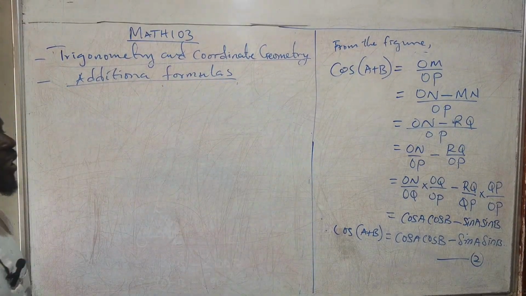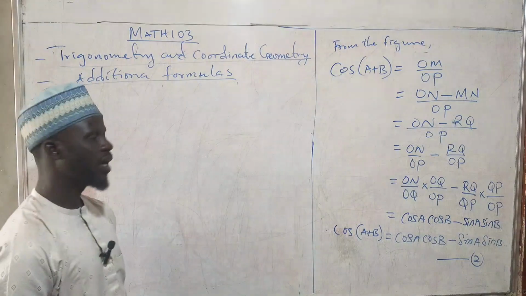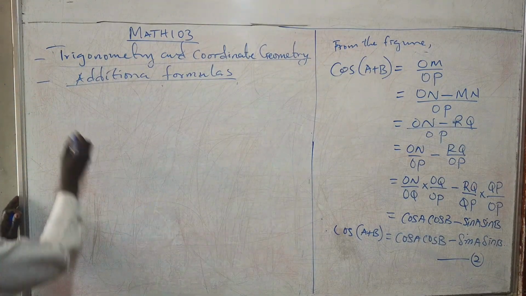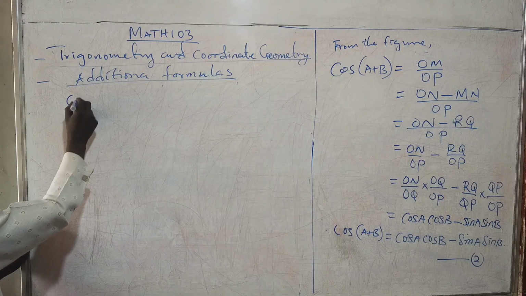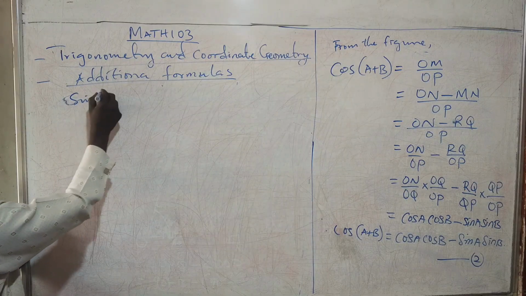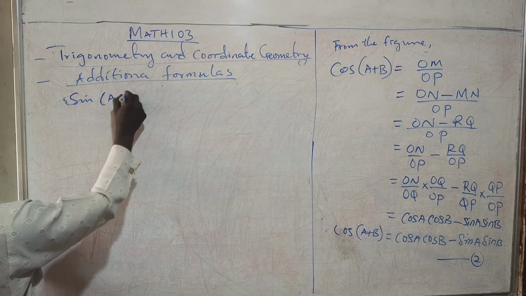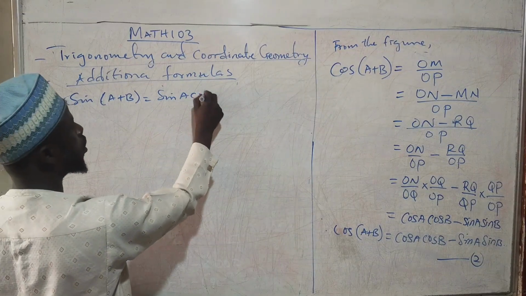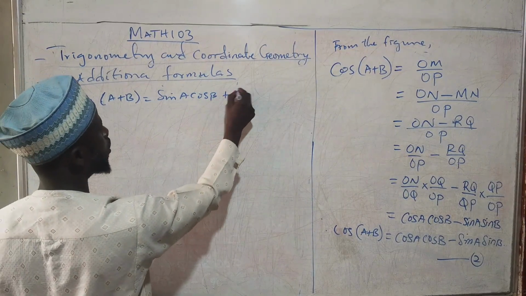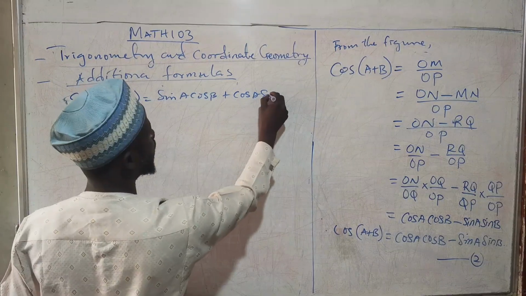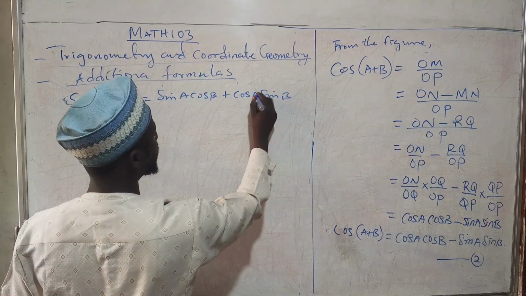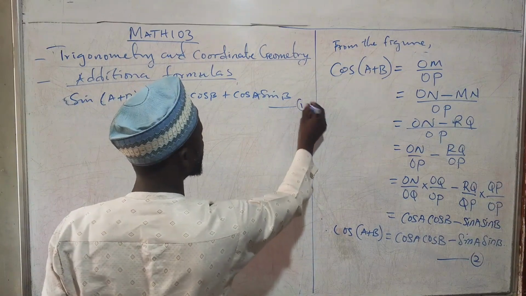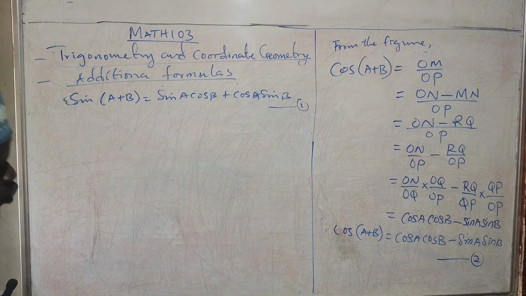We are treating addition formulas in this lecture. So remember, from 1, we have sine A plus B is equal to sine A cos B plus cos A sine B. So this is 1 and that is 2.